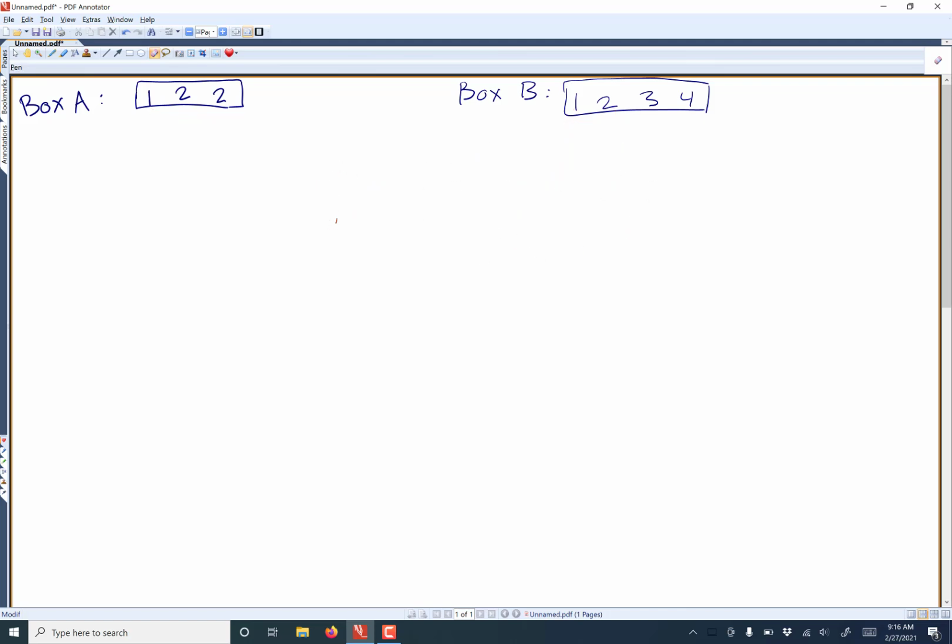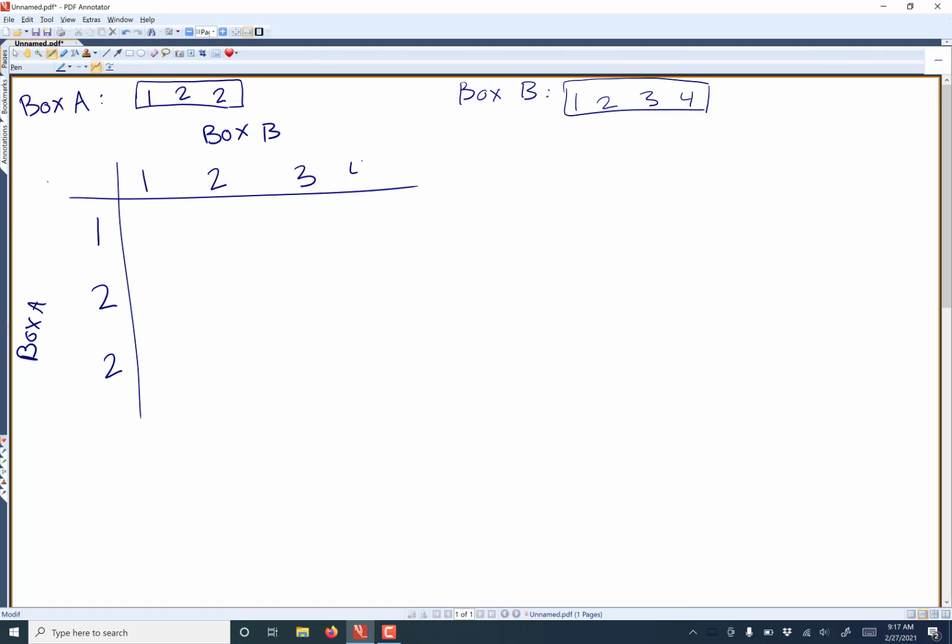So one thing that might be easier, before we even look at what this problem is going to be, if you're more of a graphical visual person, is to make a little chart. I put box A going down the vertical side, and I put box B up here. Box A has the possibilities 1, 2, and 2. And box B has the possibilities 1, 2, 3, and 4. This way I can visualize all the possibilities.